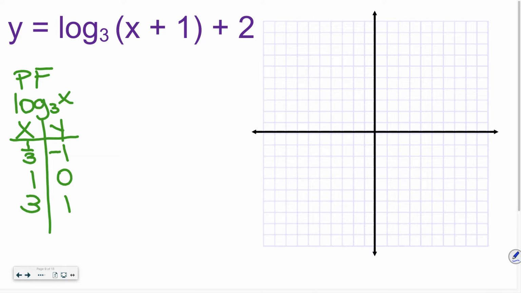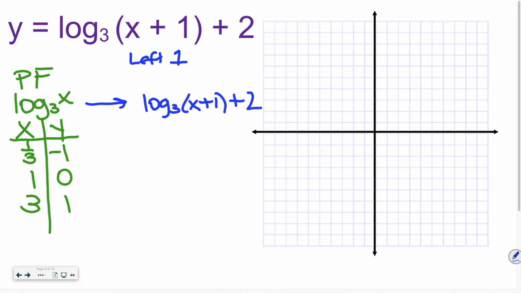Now, we got to get this to be log base 3 of x plus 1 plus 2. So that plus 1, okay, that plus 1. Riley P., what is that plus 1 doing to our function? Okay, so we got to move left 1, and then that plus 2 at the end. And Ms. Stock, what's that going to do? It's going to move it up 2. Up 2. Okay.